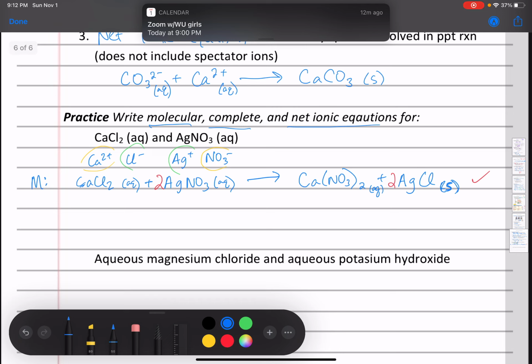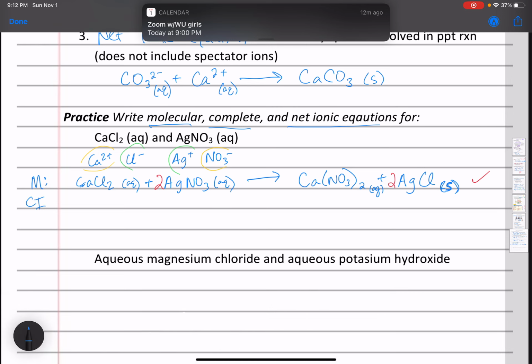So next up is the complete ionic equation, where I'm going to take all these aqueous salts and dissociate them into their ions. So I have calcium ions plus 2 chloride ions plus 2 silver ions plus 2 nitrate ions. And we've got calcium ions, 2 nitrate ions. And our precipitate does not dissociate. It's the only one that stays as a compound.